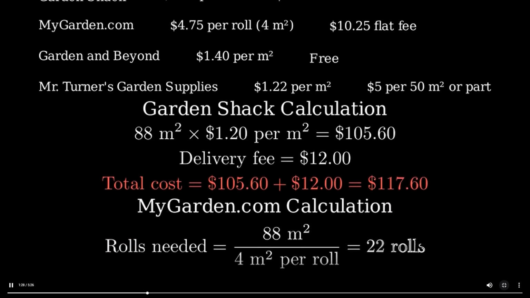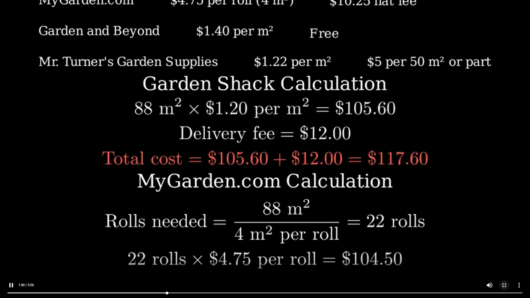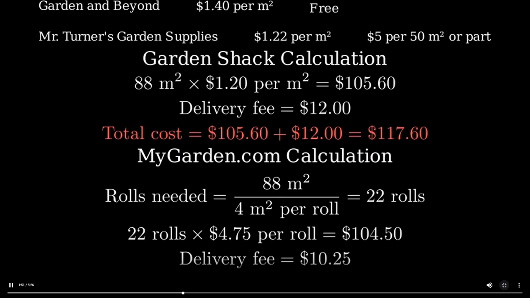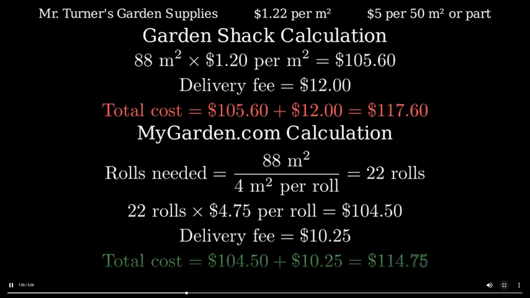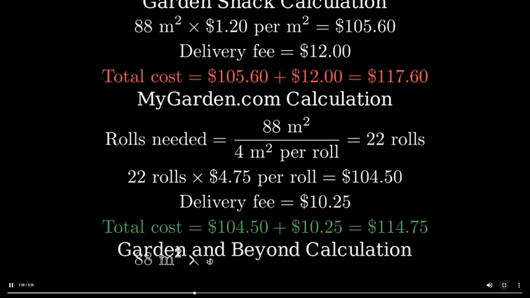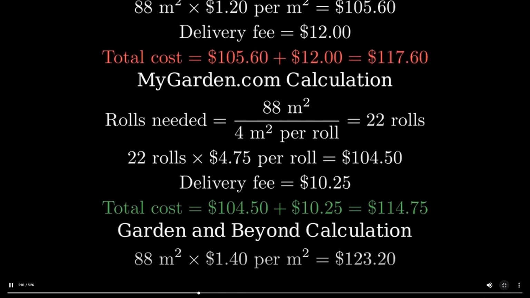Next, let's calculate for mygarden.com. First, we need to figure out how many rolls we need. Since each roll covers 4 square meters, and we need 88 square meters total, we divide 88 by 4, which gives us 22 rolls. At $4.75 per roll, the lawn will cost 22 multiplied by 4.75, which equals $104.50. Adding the delivery fee of $10.25, we get a total of $114.75.